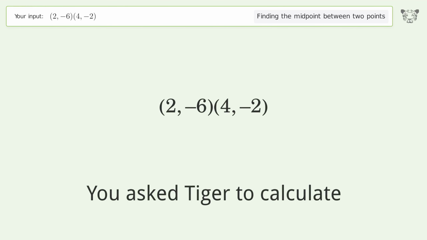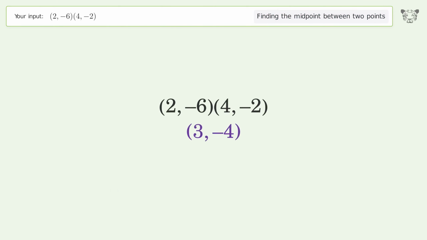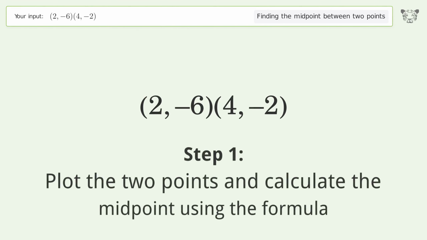You ask Tiger to calculate. This deals with finding the midpoint between 2 points. The midpoint between the 2 points is 3, -4. Let's solve it step by step. Plot the 2 points and calculate the midpoint using the formula.